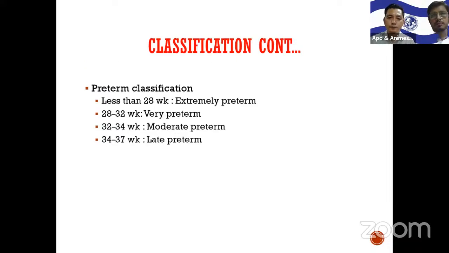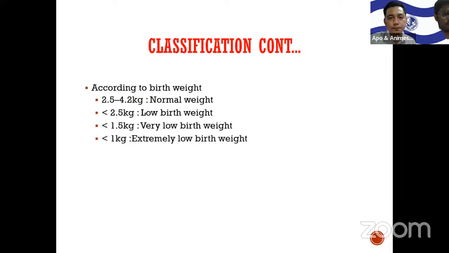And according to the gestational age, we can classify them as less than 28 weeks, we call them extremely preterm. 28 to 32 weeks, they are very preterm. 32 to 34 weeks, they are moderate preterm. And from 34 to 37 weeks, they are late preterm. And according to the body weight, 2.5 to 4.2 kg, they are normal weight. Below 2.5 kg, they are called low birth weight. Less than 1.5 kg, very low birth weight, and less than 1 kg, extremely low birth weight babies.